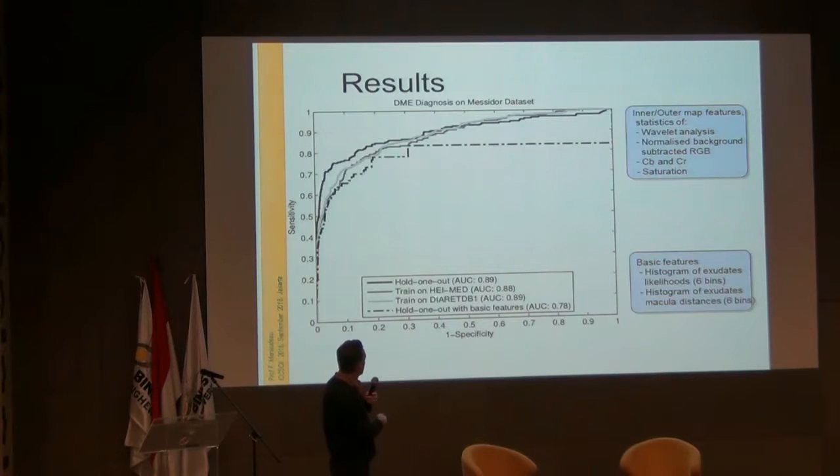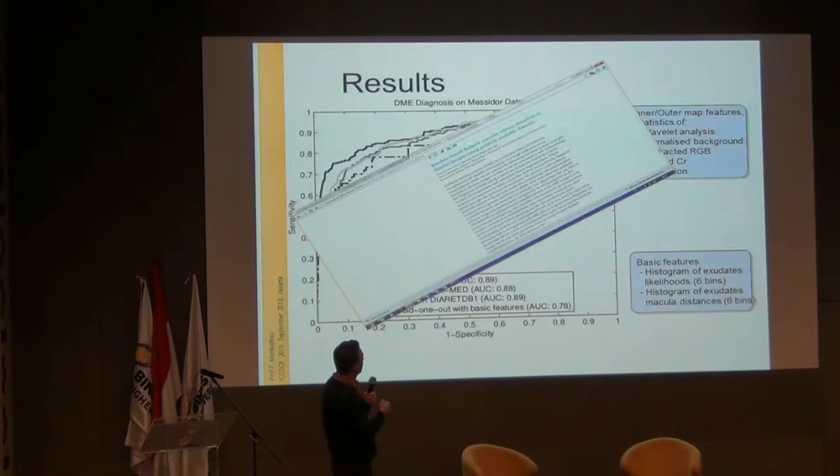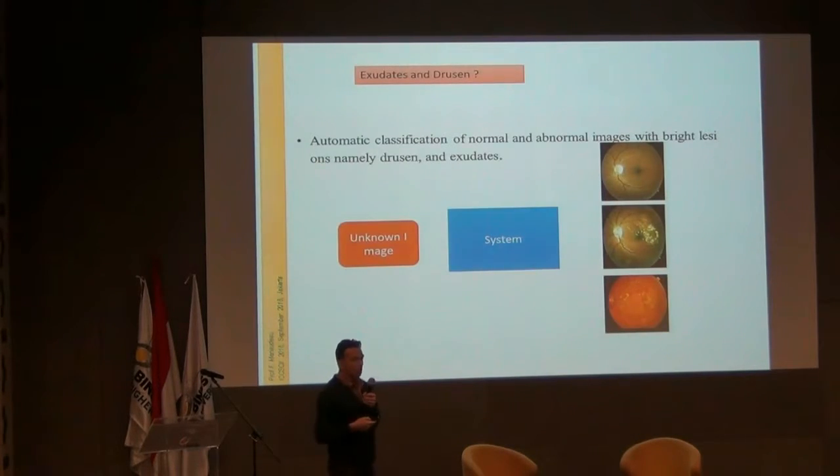So you see, trained on this one, tested on the Messidor dataset, and still an AUC of 0.89. And the paper, if you're familiar with medical image analysis, has been published in IEEE TMI, which is one of the best journals of the field. Then we start to go further.